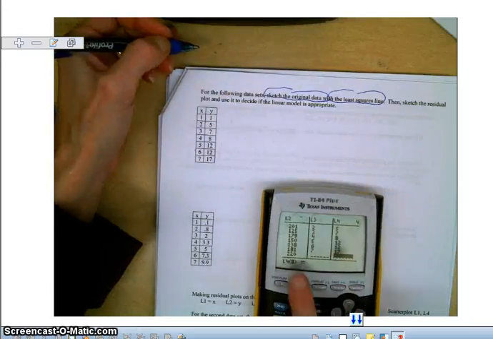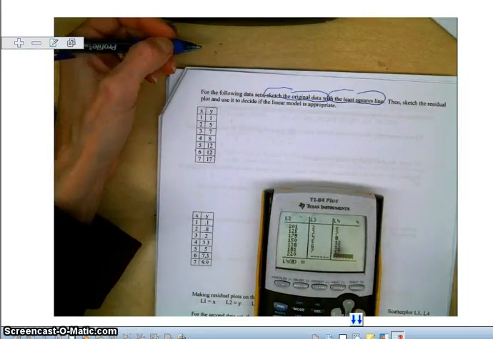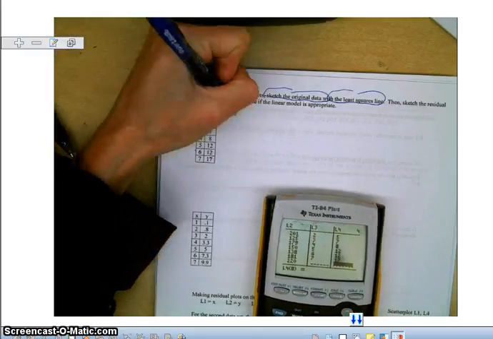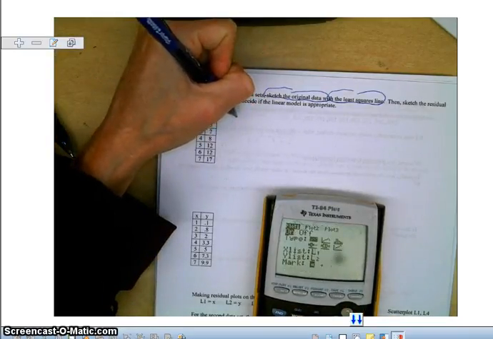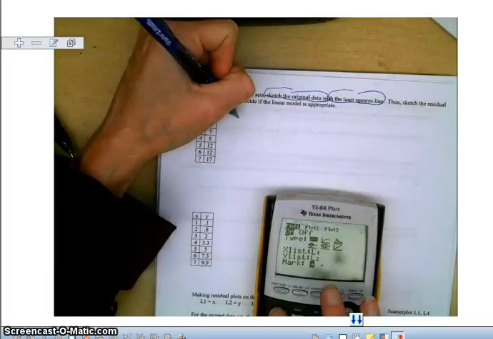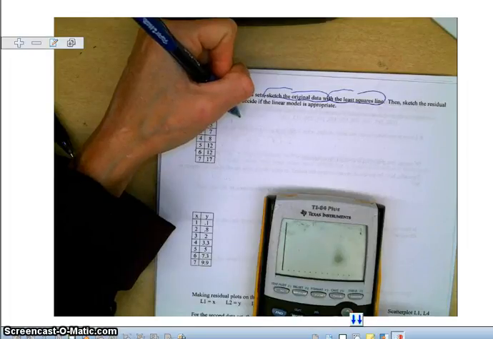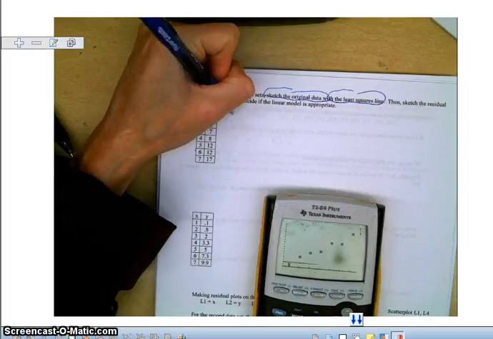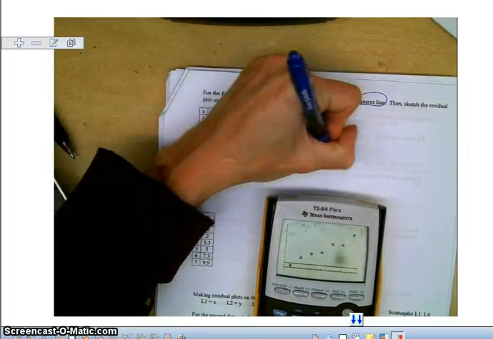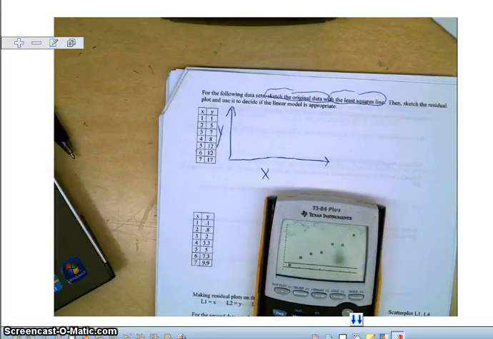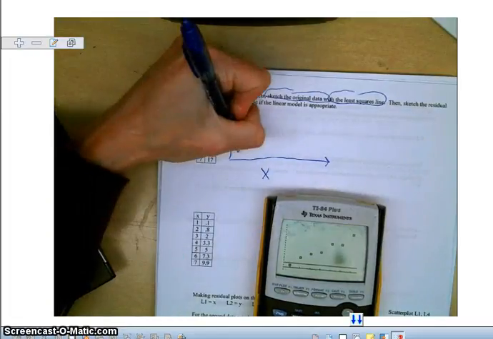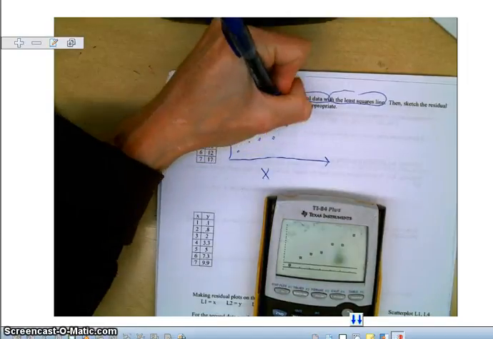So I've entered my data in list 3 and 4. You can enter your data in list 1 and 2. I'm going to make a scatter plot. So second stat plot, make a scatter plot, and I put mine in list 3 and list 4. Then I hit graph, and then zoom 9, and I'm going to draw a rough sketch of this. Typically you would label the X and the Y with the words that they are, but we're just going to label Y and X here.